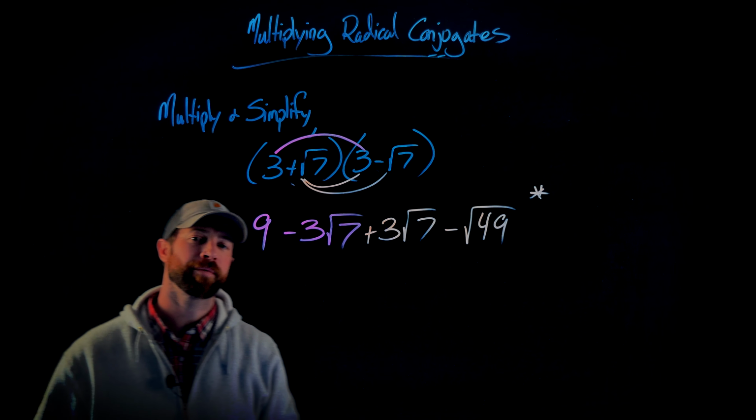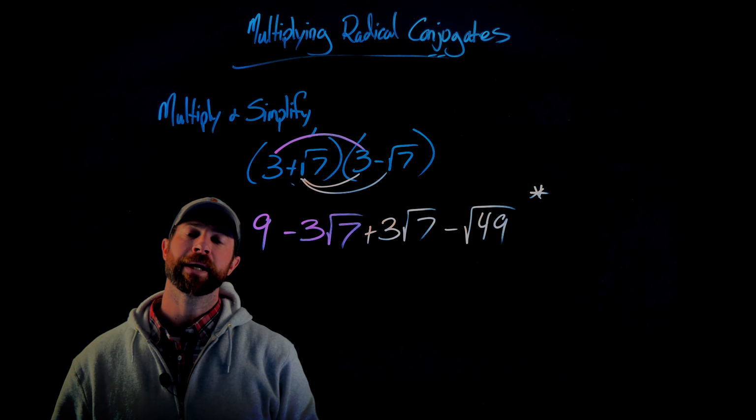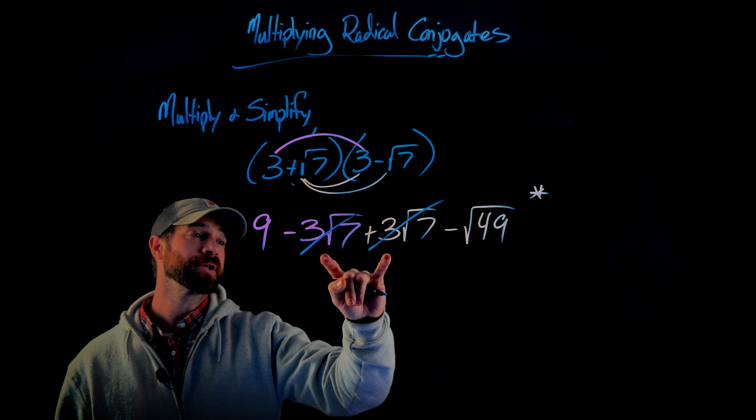I actually could have written just 7 or negative 7 right there because the square root of 49 is 7. I get that these radical terms cancel each other out because I have a negative 3 square root of 7 plus a positive 3 square root of 7. What I'm left with is this 9 here. The square root of 49 is a 7, so 9 minus 7, which gives me the answer of 2.